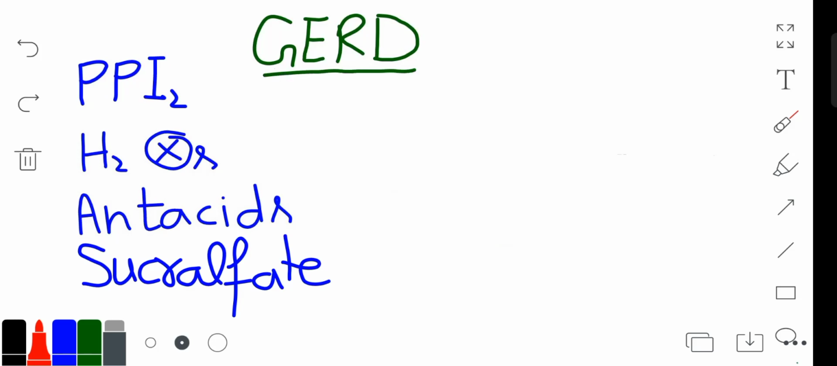Today we are going to discuss pharmacological treatment of gastroesophageal reflux disorder, which is also known as GERD. GERD is a medical condition in which there is regurgitation or reflux of acidic content from the stomach into the oral cavity, or we can say in the pharynx.